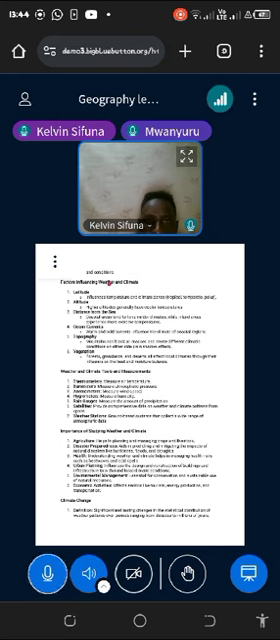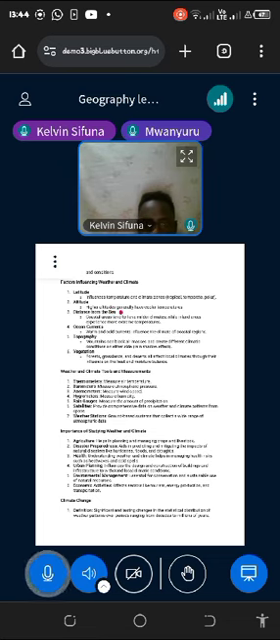Now we look at the factors influencing weather and climate. The factors are latitude, altitude, distance from the sea, ocean currents, and topography. So we start with latitude. It influences temperature and climate zones.